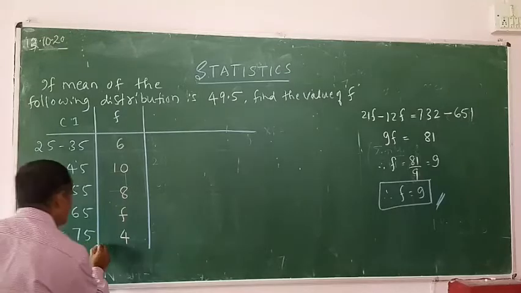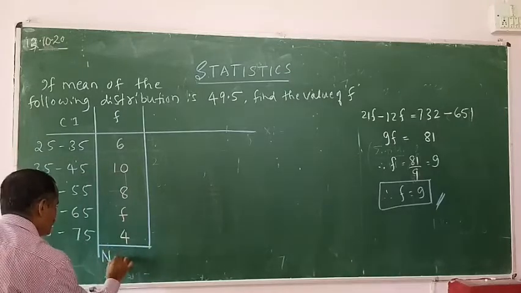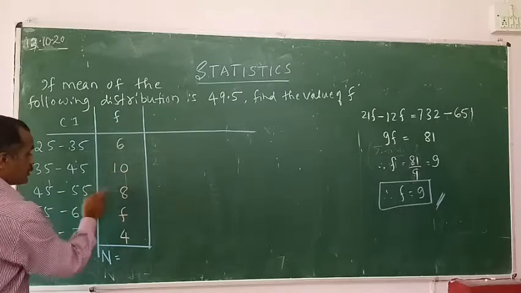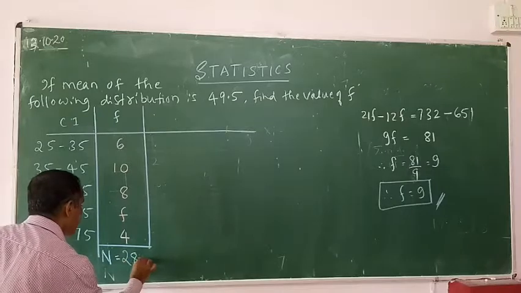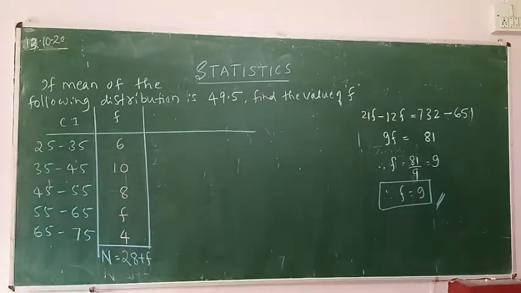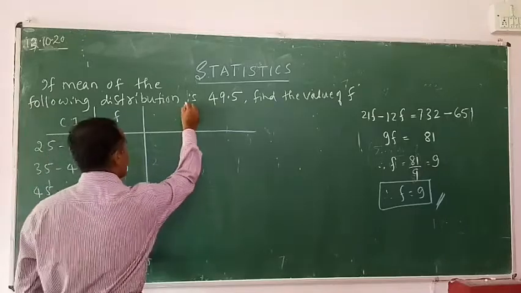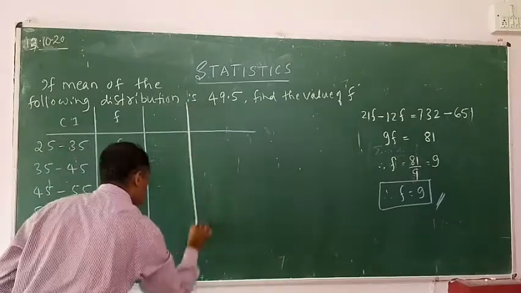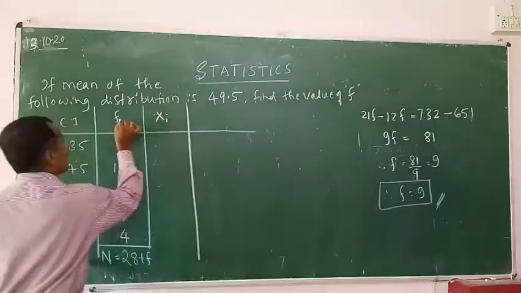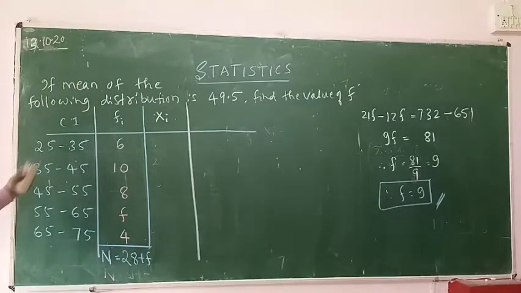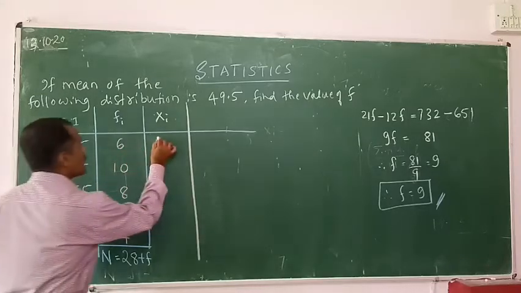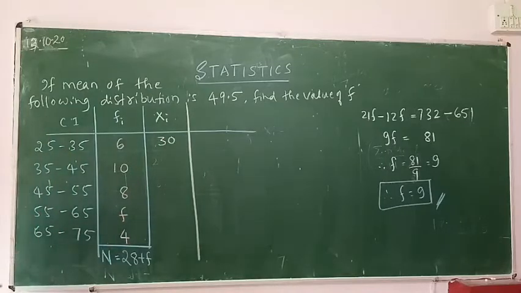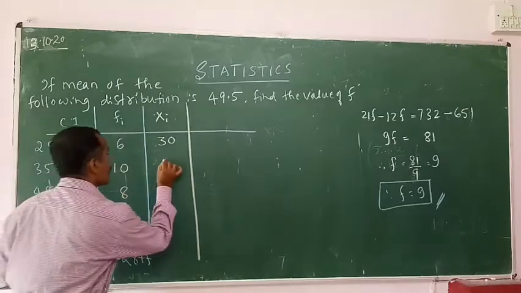What I will do here, first I will add n. n is equal to how much? 16, 24, 24 plus 4 is equal to 28. 28 plus F. The third column is Xi. Come on. 25 plus 35 is 60, 60 by 2, answer is 30. Add these two, 70 plus 10, 80. 80 by 2, answer is 40.